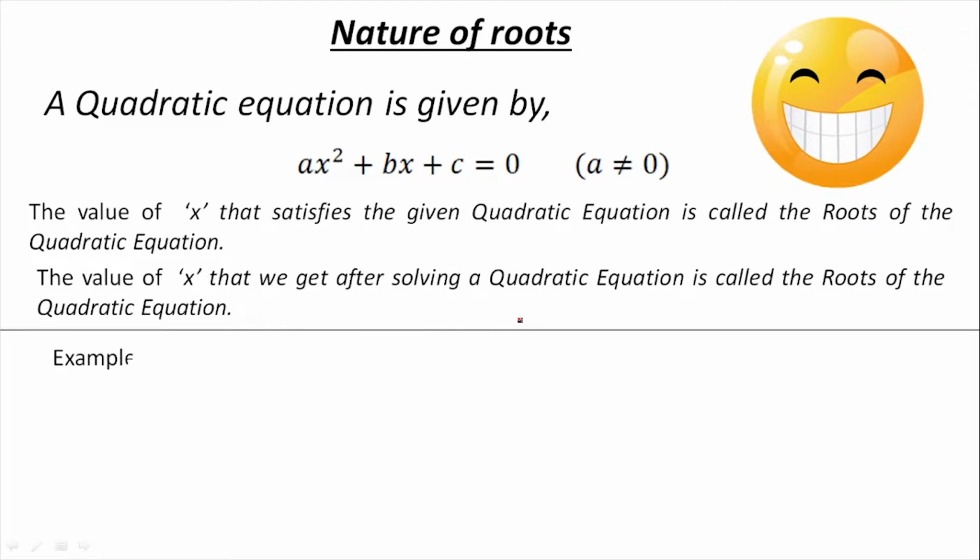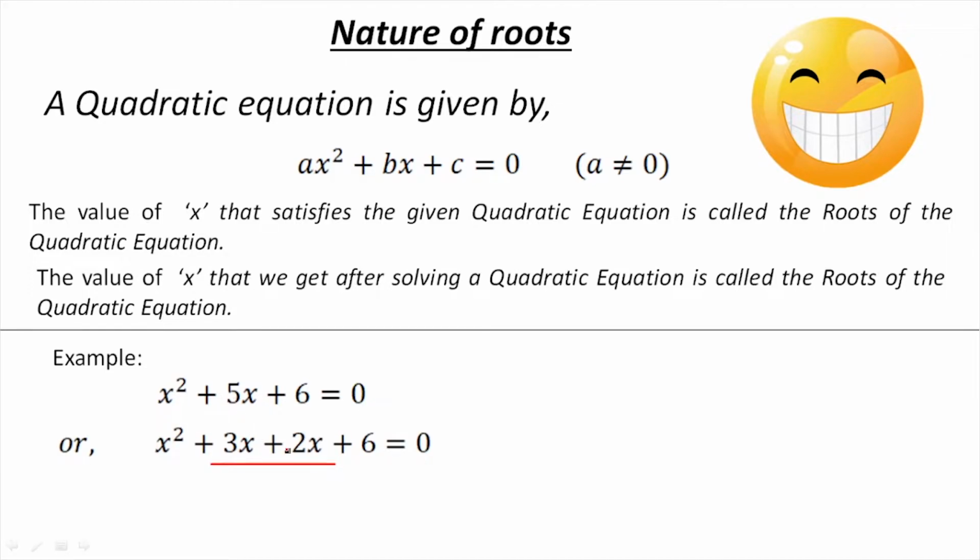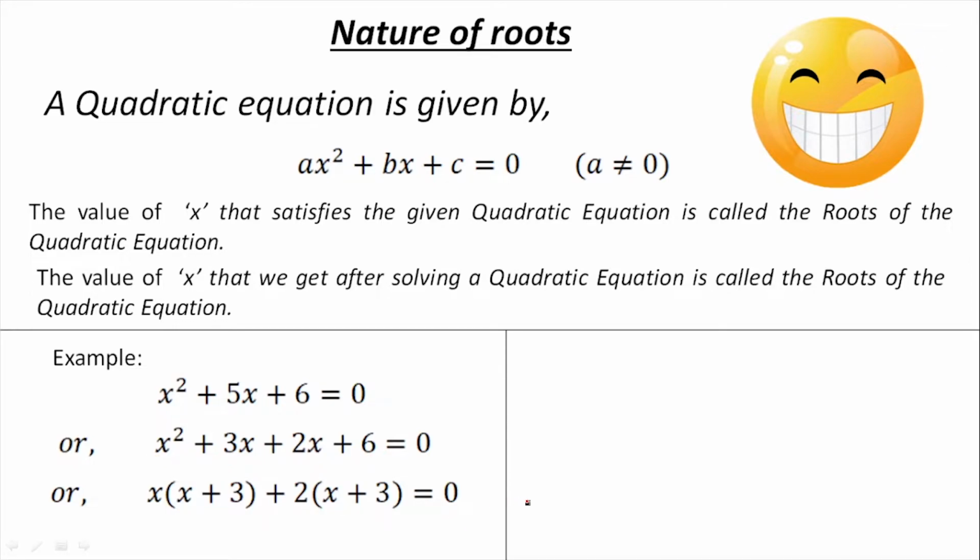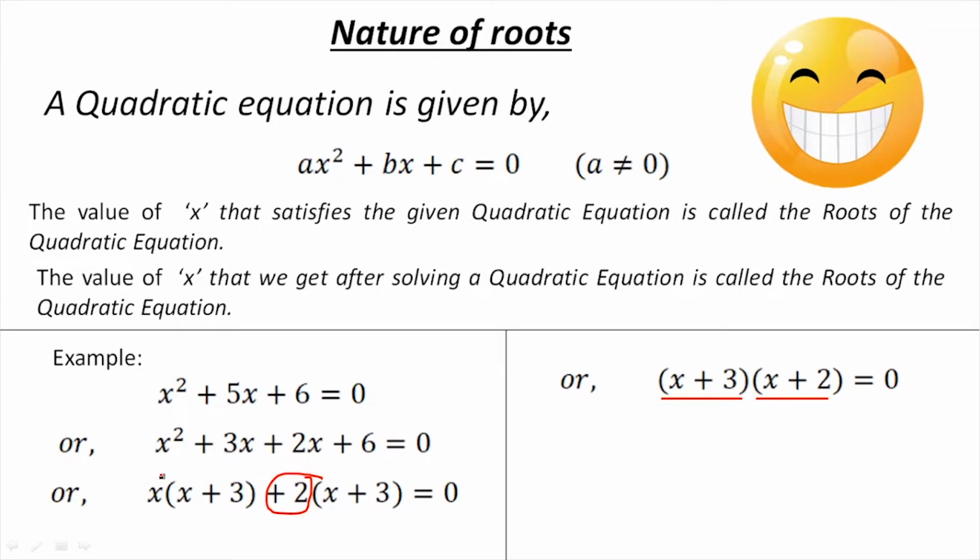For example, there's a quadratic equation x square plus 5x plus 6 equals 0. Now we solve it by breaking the middle term. We have broken the middle term 5x into 3x and 2x. After that we take out the common factor from the first two and the last two terms. Then we see x plus 3 is common in both, and we take out x plus 3 common, and x plus 2 is what remains.